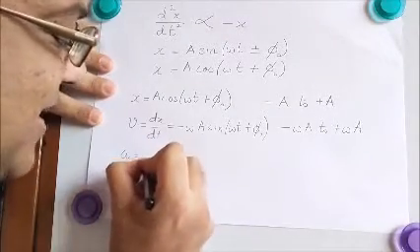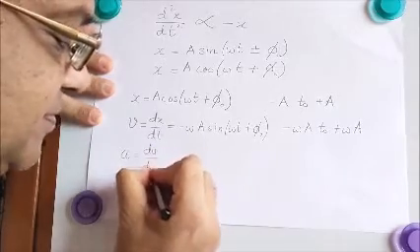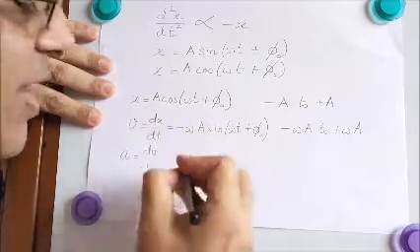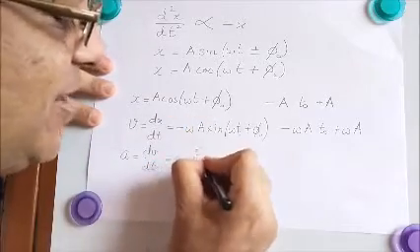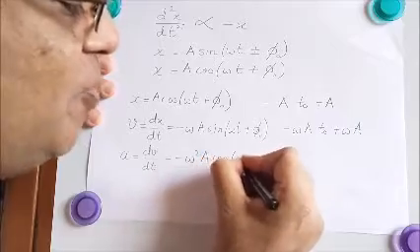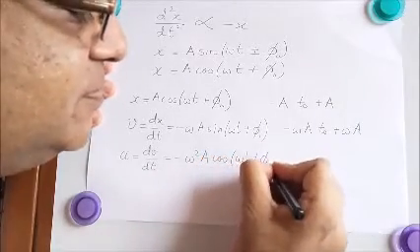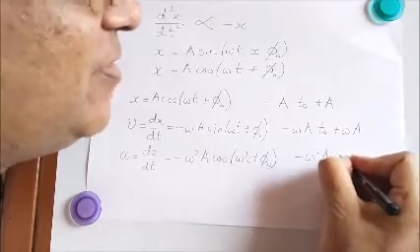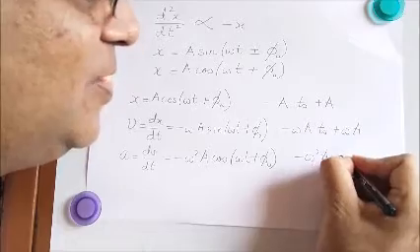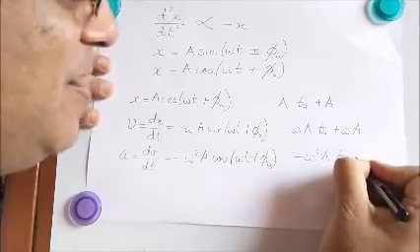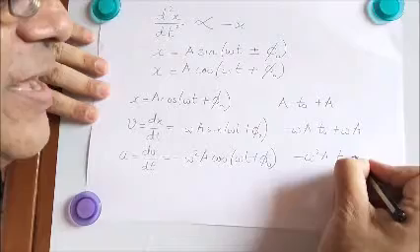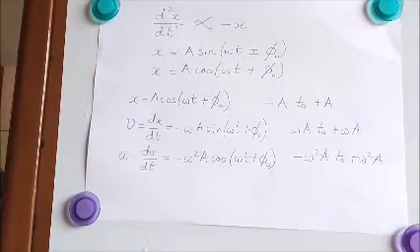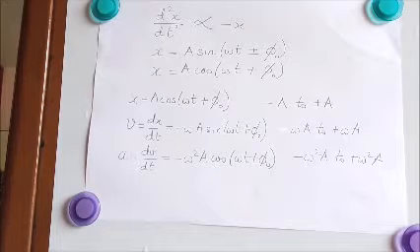Acceleration is dv by dt, so we'll differentiate this again. Sin will become cos and one more omega will come out. So we'll get minus omega square a cos(omega t plus phi naught). And this acceleration varies from minus omega square a to plus omega square a.